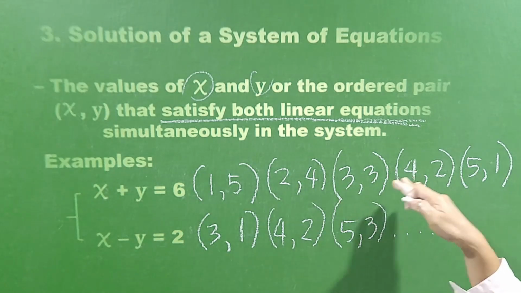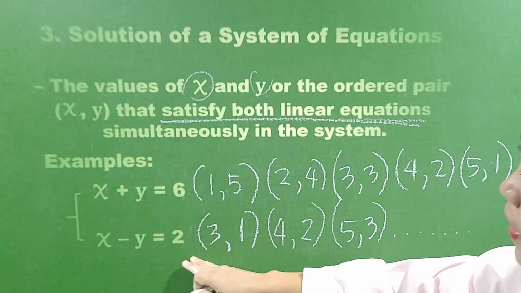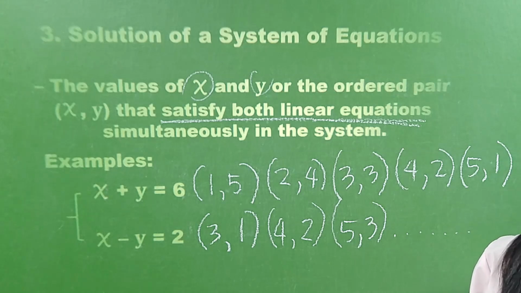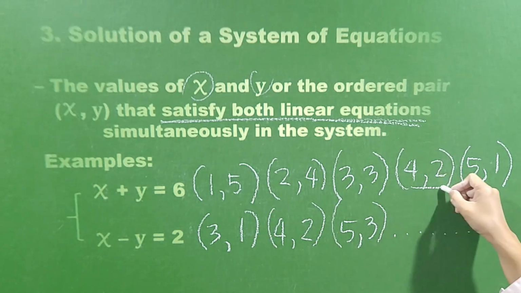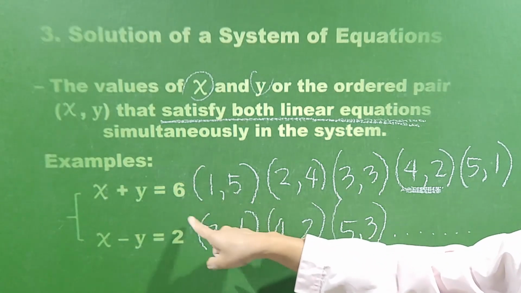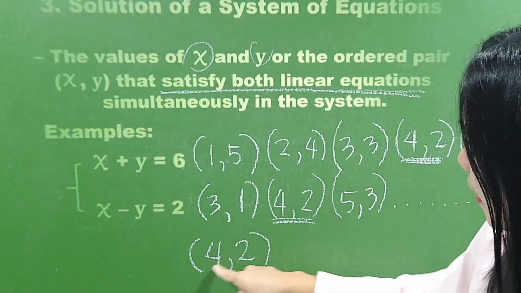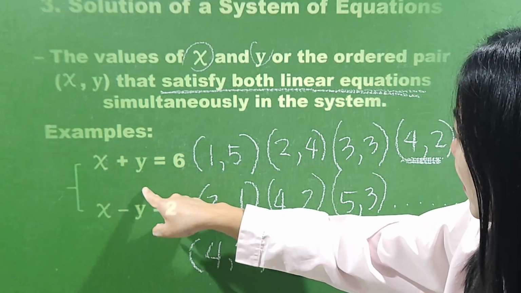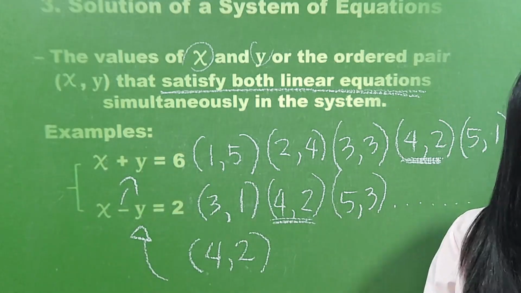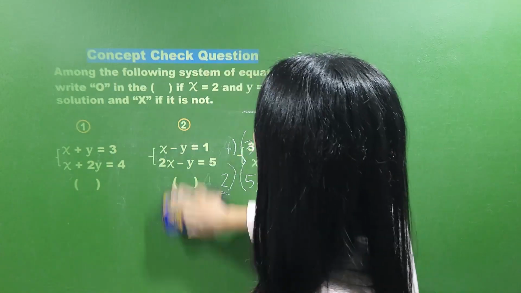If you take a look at these ordered pairs, what will be the solution to this system of equations? Take note, it will satisfy both these linear equations. As we can see, this ordered pair (4, 2) is the solution to this system of equations. It means if we substitute these values of x and y to these linear equations, then these linear equations are correct. Let's give another example by answering this concept check question.